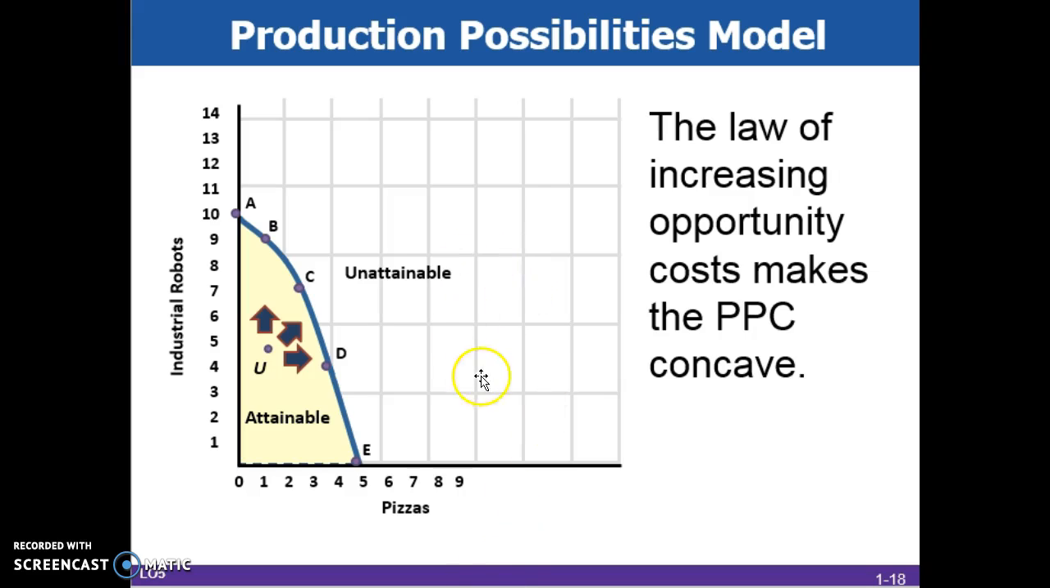Any point to the right of the PPC represents a combination of robots and pizzas that is impossible to create with the current resources. The PPC is concave because of the increasing opportunity costs. If the opportunity costs were constant, the PPC would be a straight line.